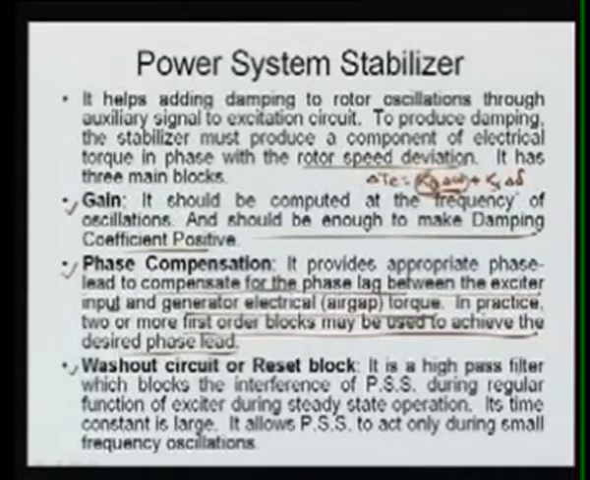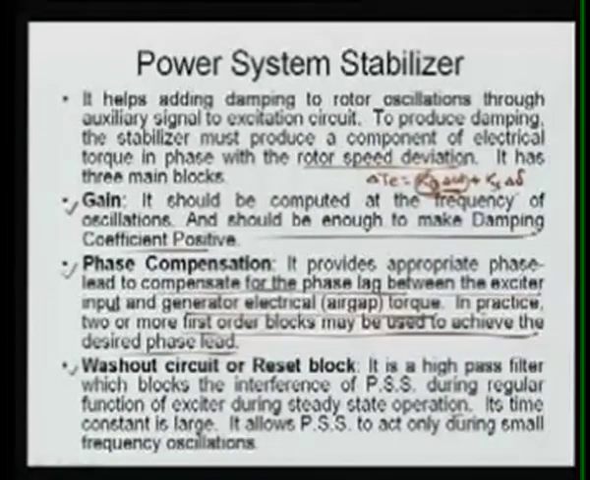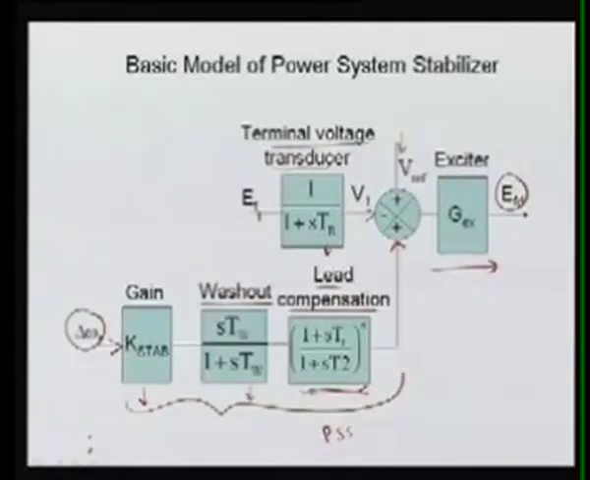Another is your washout circuit or reset circuit. It is a high pass filter which blocks the interference of the PSS during the regular function of the exciter during steady state operation. So during steady state operation we should not bother, and it is not used. Its time constant is large. It allows the PSS to act only during small frequency oscillations.